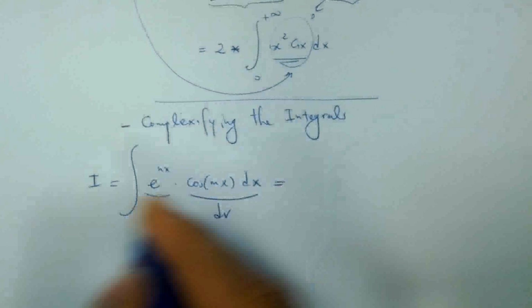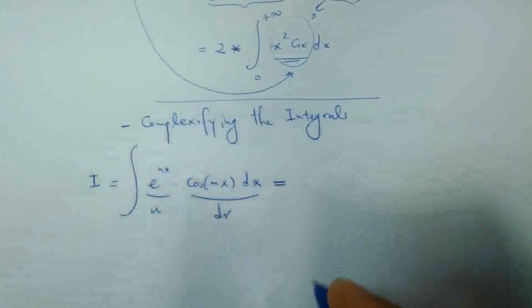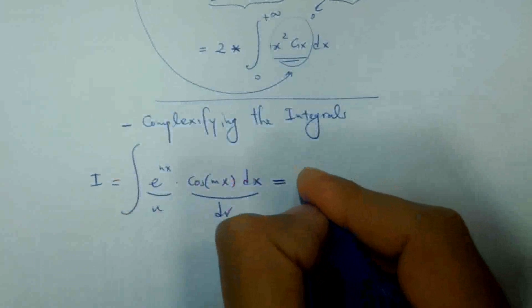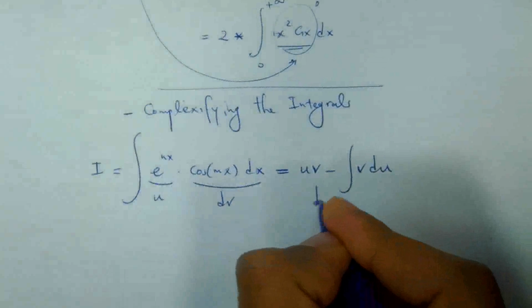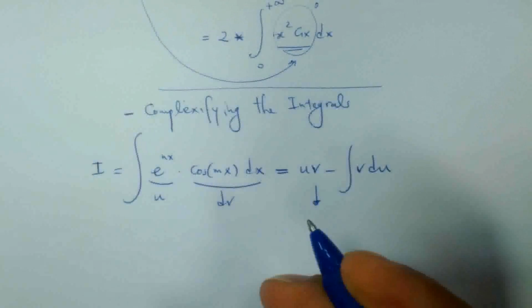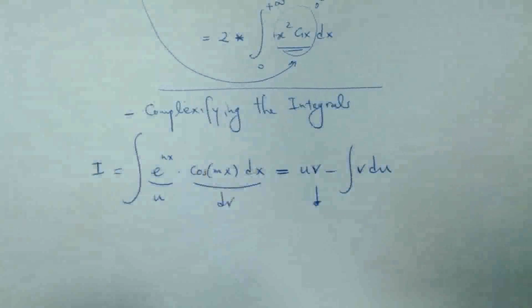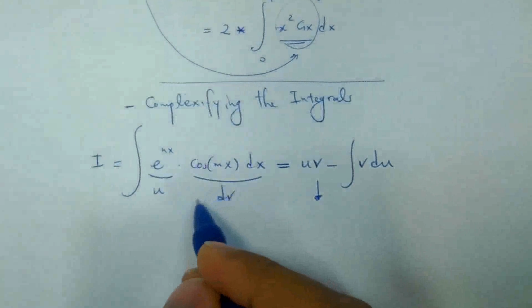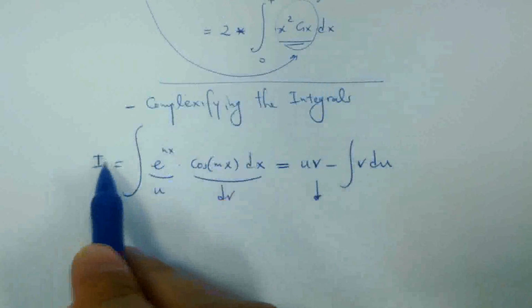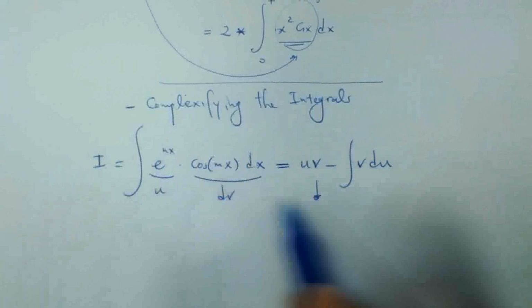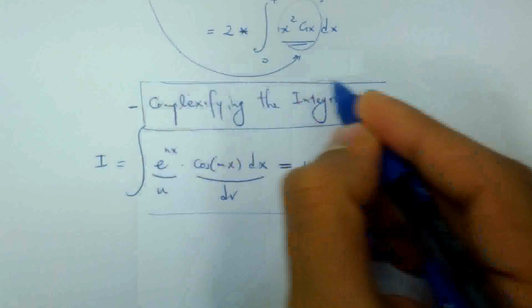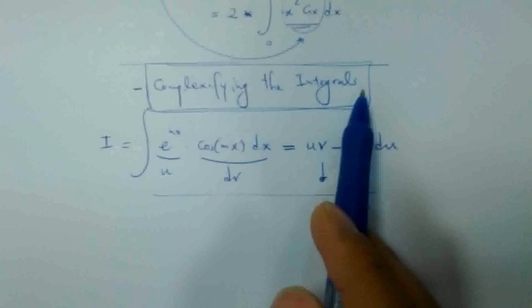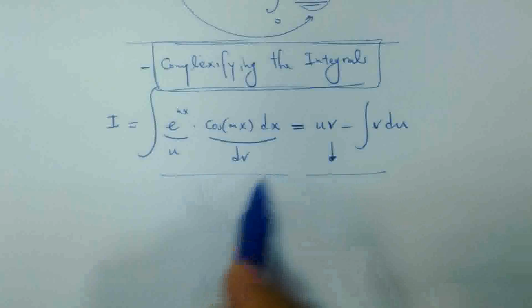I know that the integral of u dv is equal to uv minus the integral of v du. So I am supposed to do this technique 2 times and finally I can evaluate this integral. So 2 times integration by parts, very complicated equations and very boring. But if I use the technique which is named complexifying the integrals, I can evaluate this integral very simply.